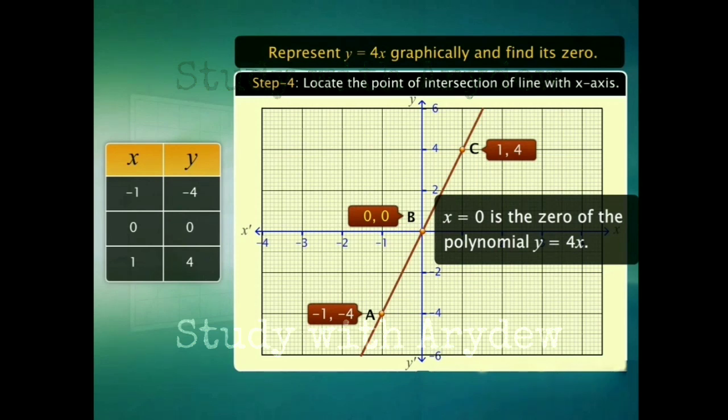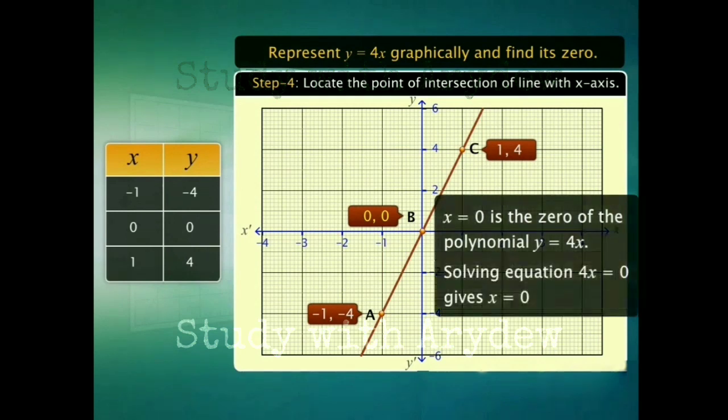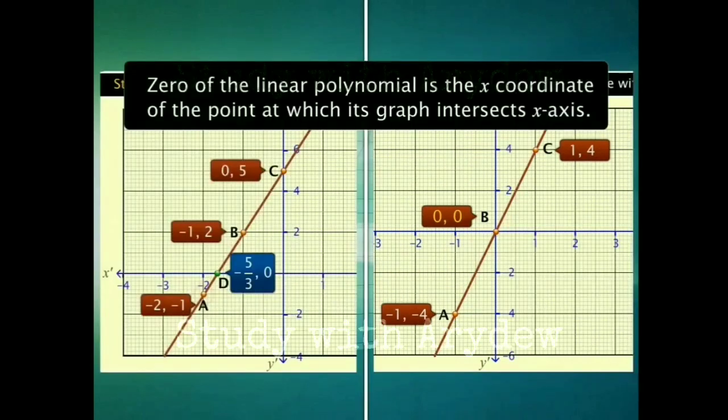Let's verify the result algebraically. On solving, we get the 0 of the polynomial y equal to 4x as x equal to 0. From these two examples, we can conclude that the 0 of a linear polynomial is the x-coordinate of the point at which its graph intersects the x-axis.